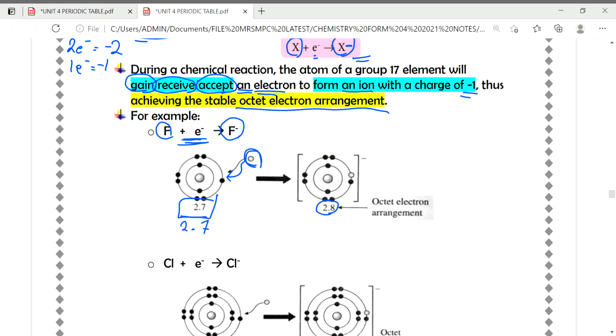Dia bukan atom dah. Atom neutral, tak ada charge. So ini dia dah menerima elektron. So dia akan jadi charge. Dia tutup, ada bracket dengan charge sekali. Charge ni negatif sahaja sebab dia menerima satu saja elektron.